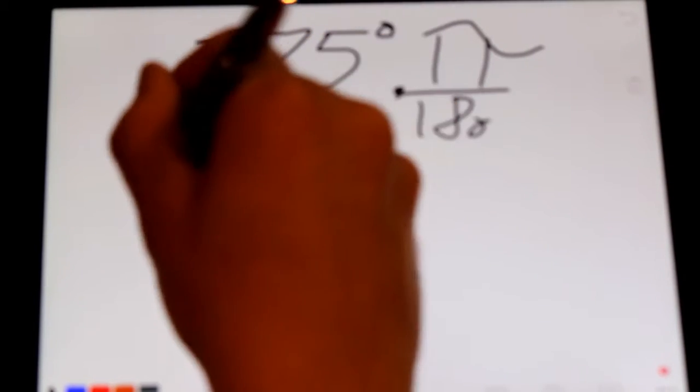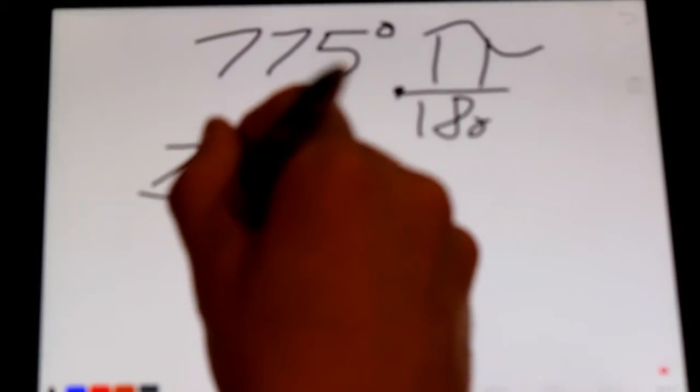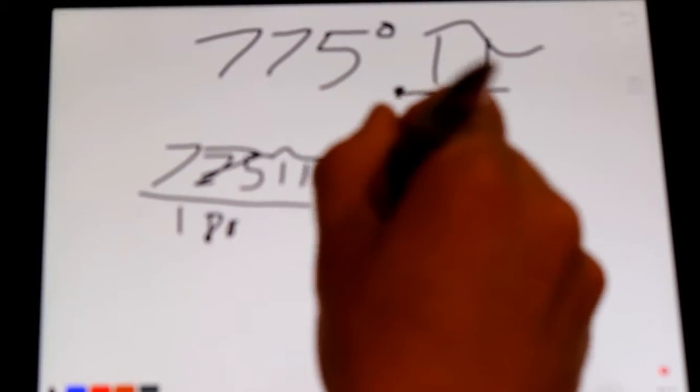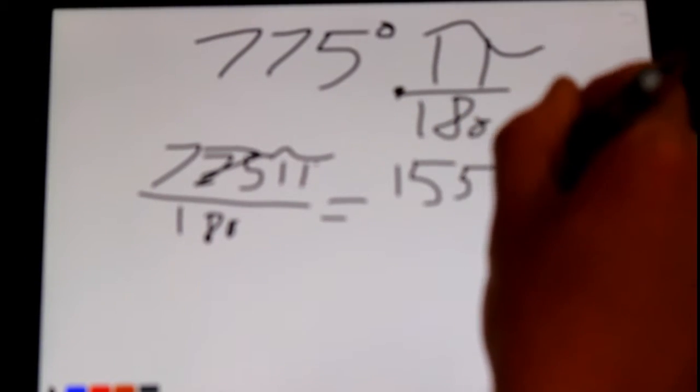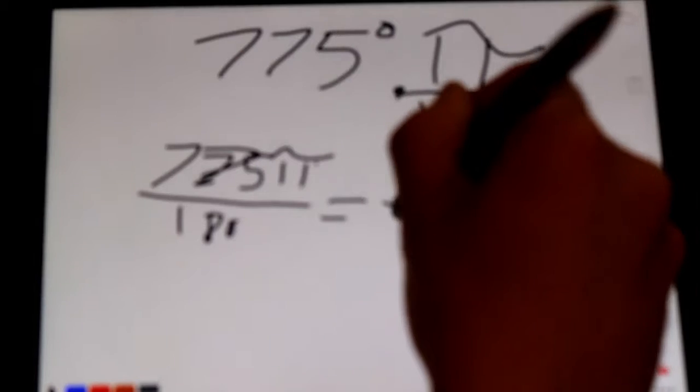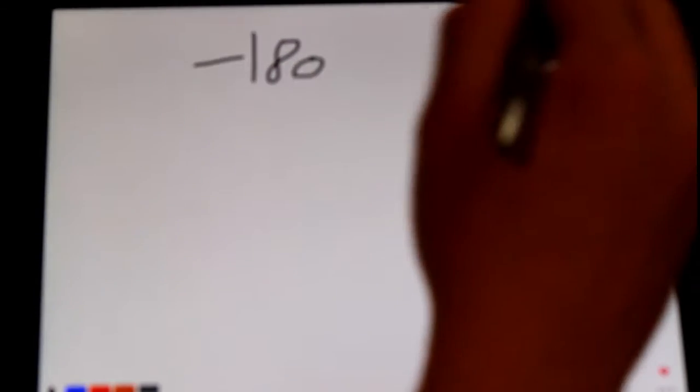We're going to get 775 pi over 180, and once again reduced gives us 155 pi over 36. Now, for question 13, part C, it gives us negative 180 degrees, which I'm sure you can agree is a lot cleaner than the last ones that we have.